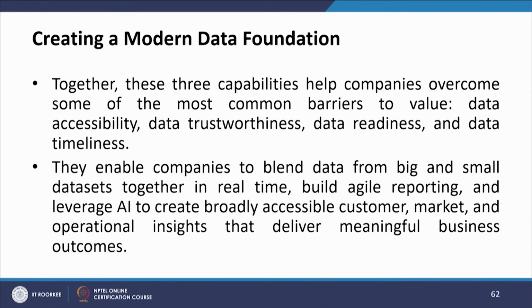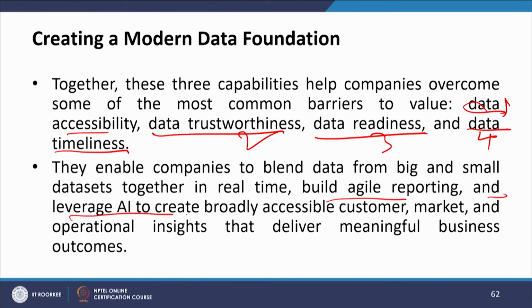Creating a modern data foundation, together these three capabilities help companies overcome some of the most common barriers to value: data accessibility, data trustworthiness, data readiness, and data timeliness. So, these are the four things. They enable companies to blend data from big and small data sets together in real time, build agile reporting, and leverage AI to create broadly accessible customer, market, and operational insights that deliver meaningful business outcomes.